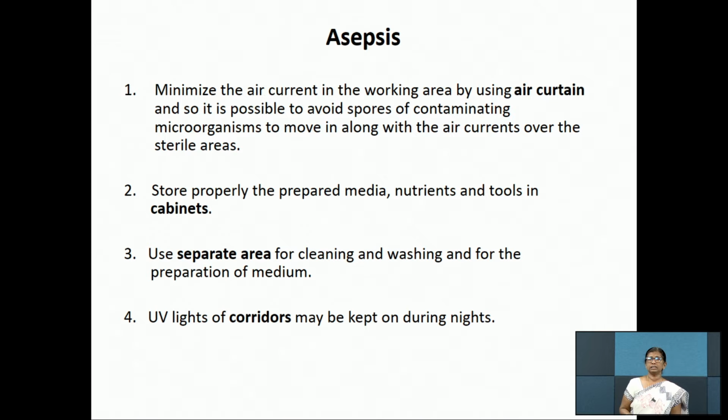Aseptic condition is very important in a plant tissue culture lab. You have to use an air curtain wherever there are entry points, so that it prevents the entry of outside air into the plant tissue culture lab. Also, all the media should be stored in cabinets in a separate area. Washing and cleaning of the equipment should also be done in a separate area. In the corridors, you can provide UV lights during the nights. Providing UV lights at night will eliminate all the microorganisms present in the culture lab.